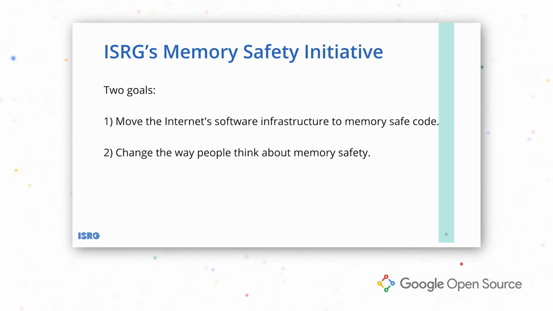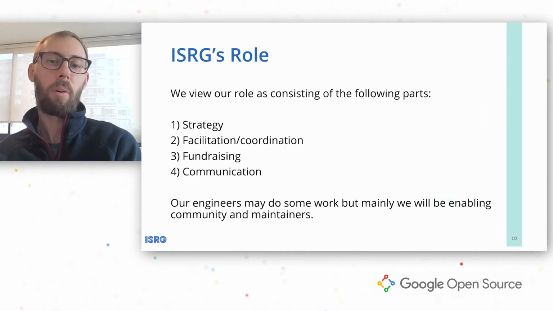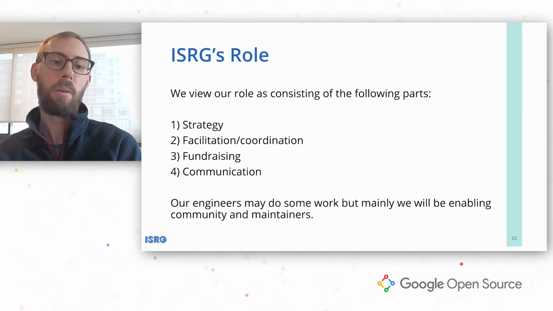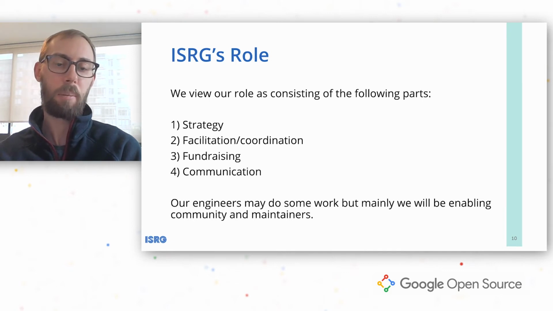ISRG's Memory Safety Initiative has 2 goals. The first goal is to move the internet software infrastructure to memory safe code. The second one is to change the way people think about memory safety. We view our role as consisting of the following parts. We want to come up with a strategy. We want to help facilitate and coordinate the execution on that strategy. We want to help raise the funds to support the people who are doing the work. And we want to help communicate about what we're doing and the problem space in general.